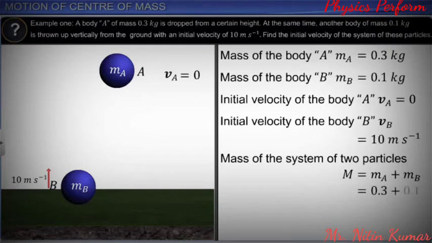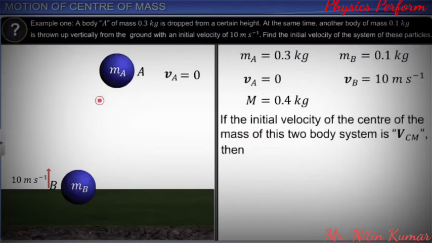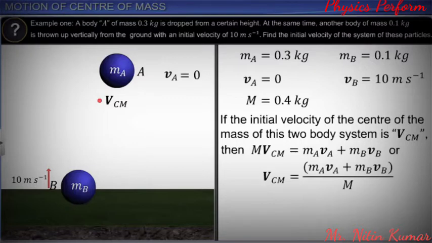If the initial velocity of the center of mass of this two-body system is vcm, then M into vcm is equal to ma va plus mb vb, or vcm is equal to (ma va plus mb vb) by M, which is equal to (0.3 into 0 plus 0.1 into 10) divided by 0.4, equal to 2.5 meter per second.